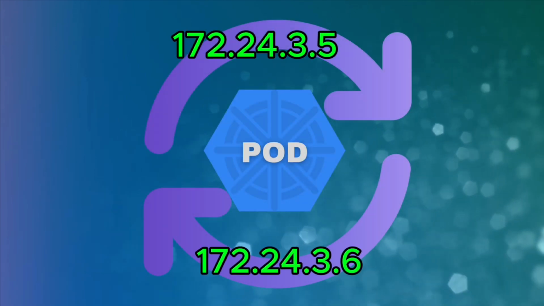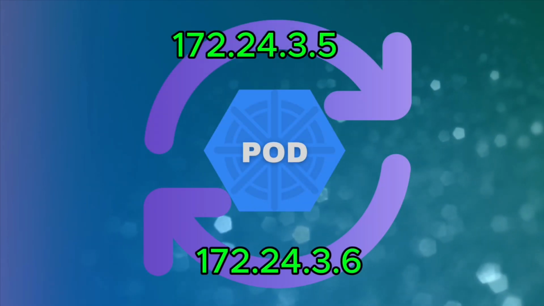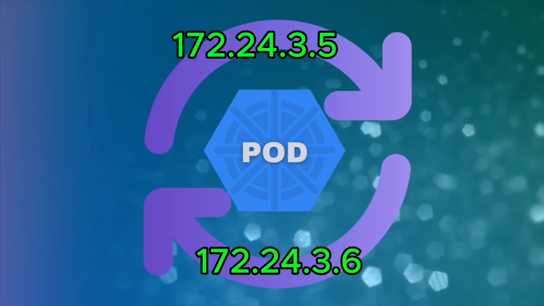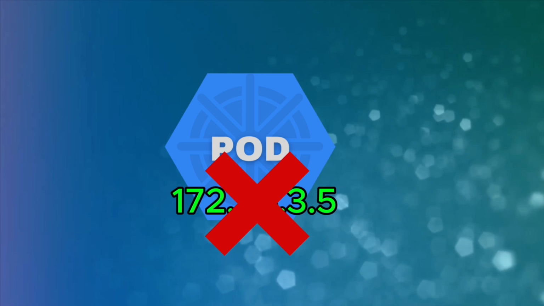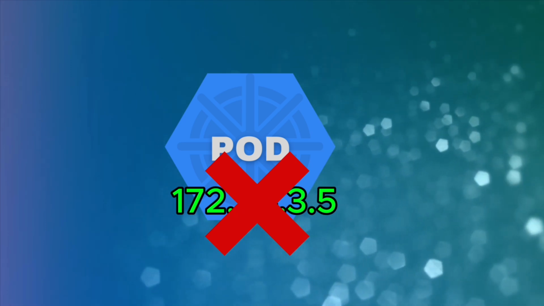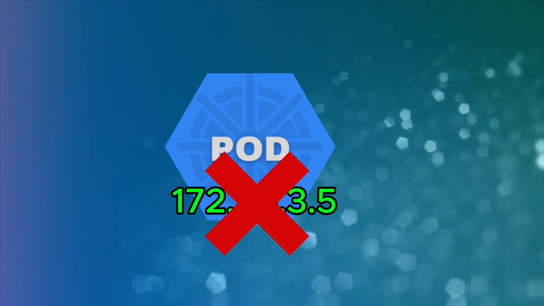A pod is ephemeral, and if it crashes, Kubernetes restarts the entire pod. This means we cannot communicate with the pod through its IP address. The question is, how do we communicate with the pod? Kubernetes service is the way.